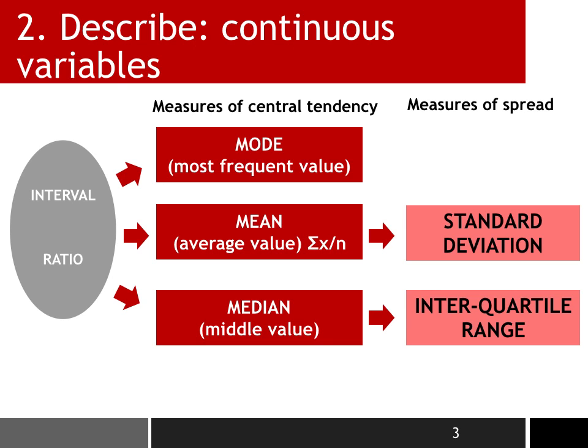On the other hand, the measures of spread: the standard deviation is a measure of distribution which shows the degree of dispersion of the values of a dataset. And finally, the interquartile range is a measure of distribution as well, based on dividing a dataset into quartiles. Quartiles divide a rank-ordered dataset into 4 equal parts.